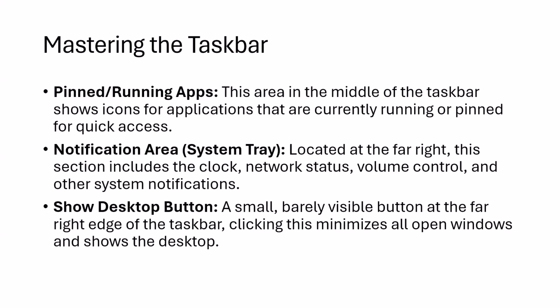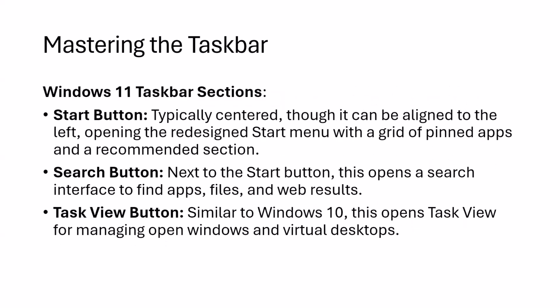The Pinned and Running Apps area in the middle of the taskbar shows icons for applications that are currently running or pinned for quick access. The notification area, or system tray, is located at the far right. This section includes the clock, network status, volume control, and other system notifications. The Show Desktop button is a small, barely visible button at the far right edge of the taskbar. Clicking this minimizes all open windows and shows the desktop.